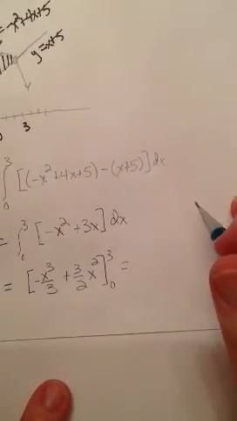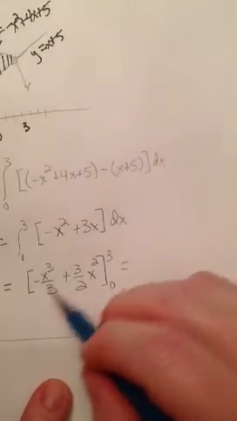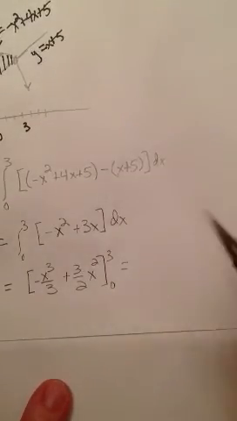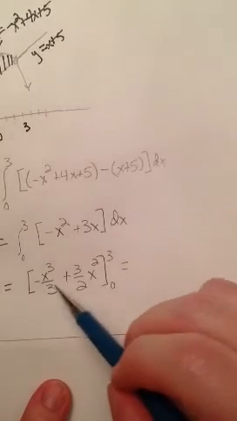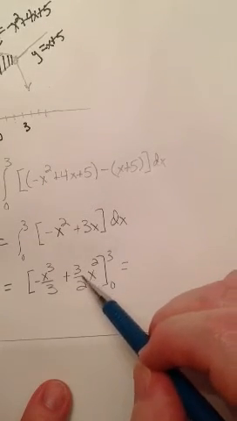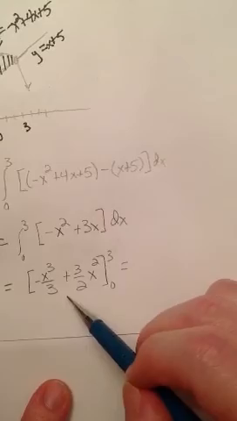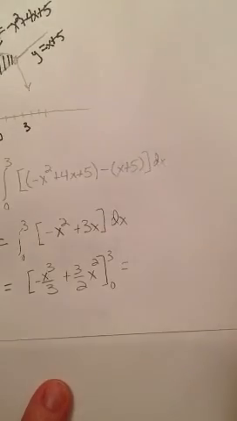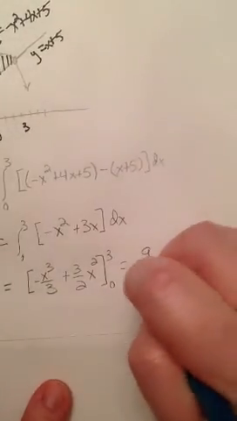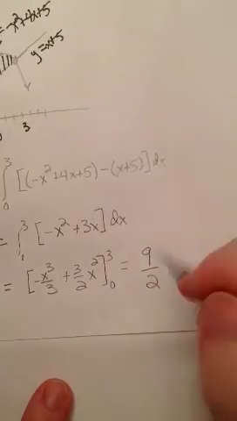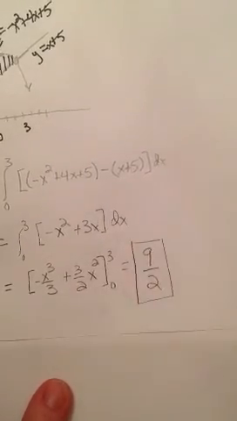And so here, the expressions go to 0 at x equal to 0. At x equal to 3, we have negative 9 plus 27 halves, which is negative 18 halves plus 27 halves, and that is going to give us an overall area measure of 9 halves.